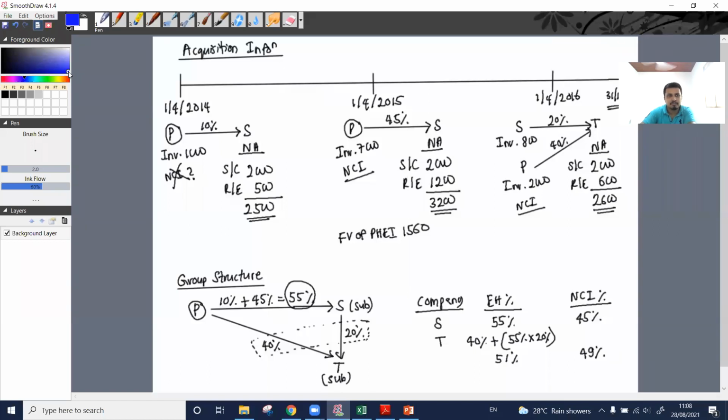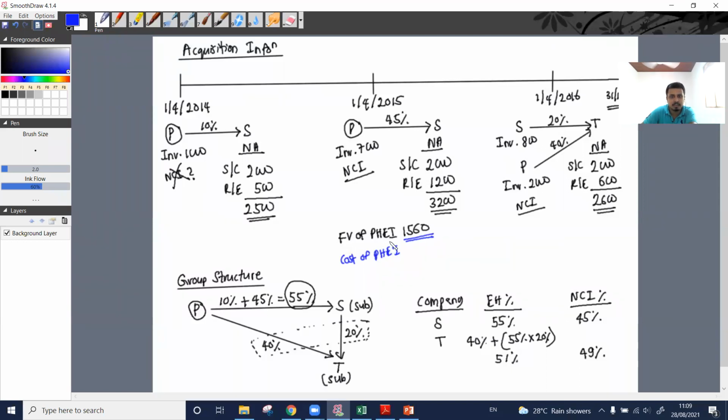Was there anything new? Yes, only one thing. What is that? The fair value of previously held equity interest is given as 1,560. So what was the cost of previously held equity investment? This is the fair value. What about the cost? Cost of previously held equity interest.